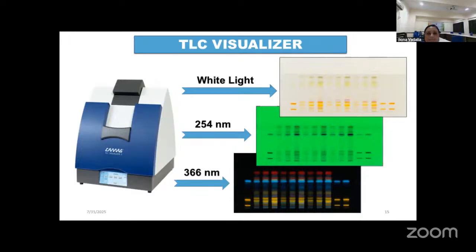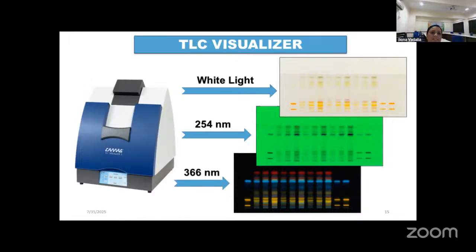So after developing the plate, the next step is the visualizer. If I develop a plate, then I visualize the plate under 254, 366 or white light. So in the visualizer, there are three lights. One is 254 nanometer, one is 366 nanometer, and one is white light. This is the image of 254 nanometer, this is the image of 366 nanometer, and this is the image of white light.